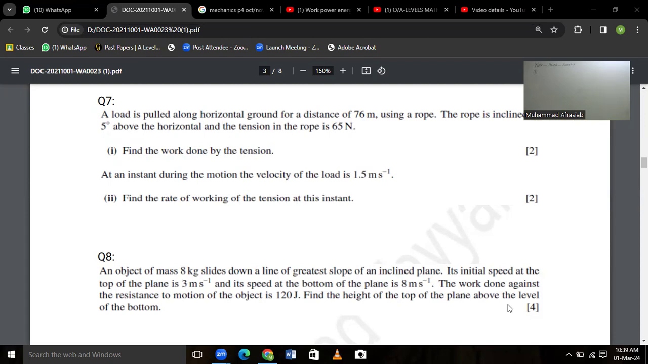Part 2: at an instant, the velocity of the load is 1.5 meters per second. Find the rate of working of the tension at that instant.